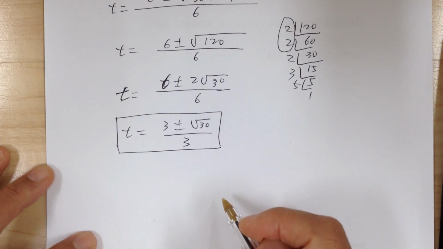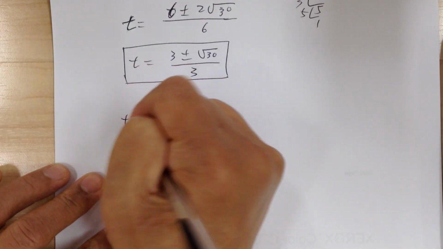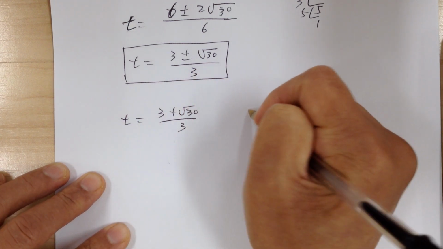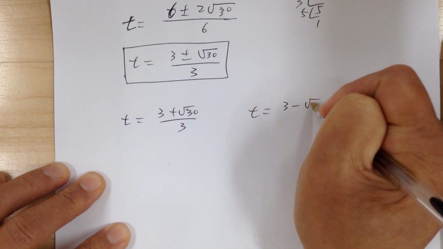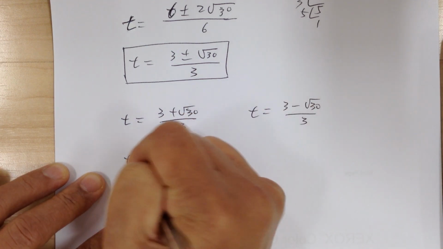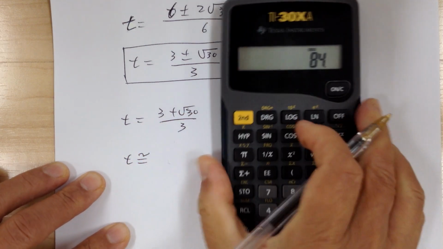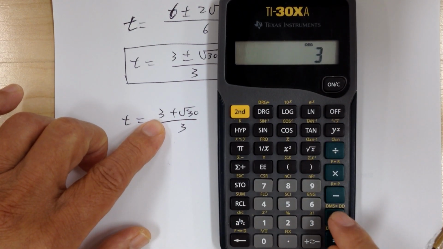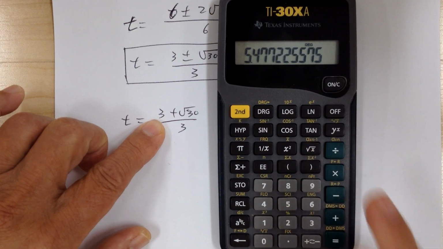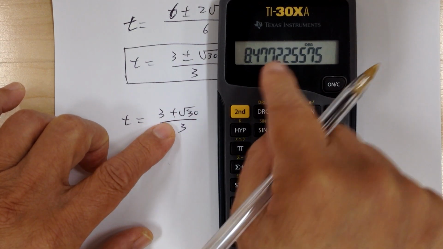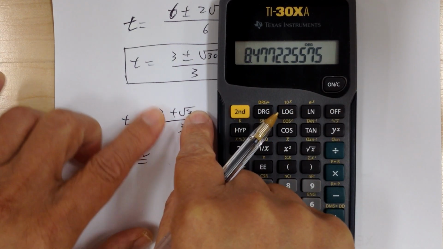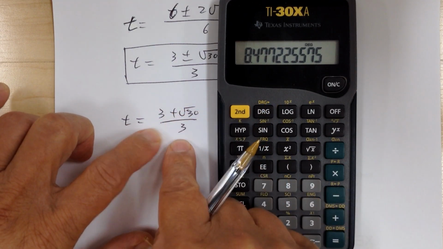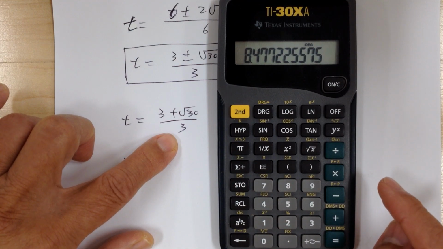Now to get an approximation, you have to separate the plus or minus. So t equal to 3 plus square root of 30 over 3, and t equal to 3 minus square root of 30 over 3. So when you do an approximation, you have to be very careful. Make sure you know how to use your calculator. So you have to go 3 plus square root of 30. Make sure you push equal before you divide, because if you don't, it's going to divide first and you're going to add 3. So make sure you push equal, then you divide by 3.